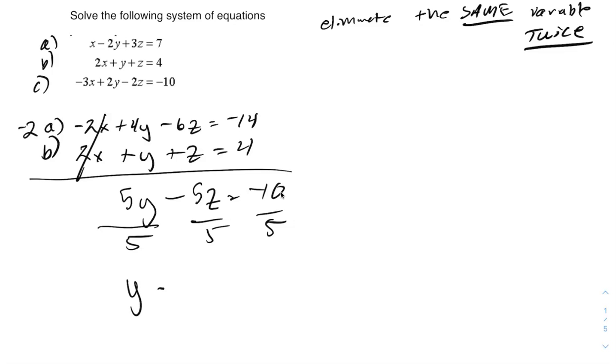So I get y minus z equals -2, just to make it a little easier for myself. That's one of my new equations. Now we gotta do it again. I gotta use a different combination.